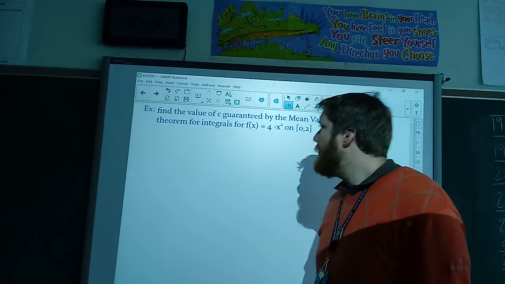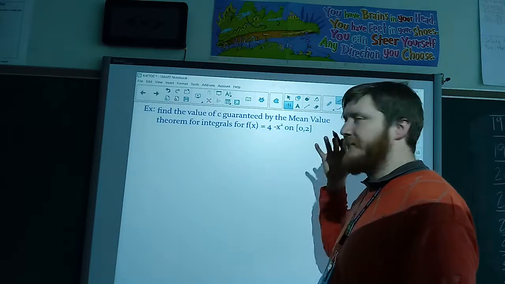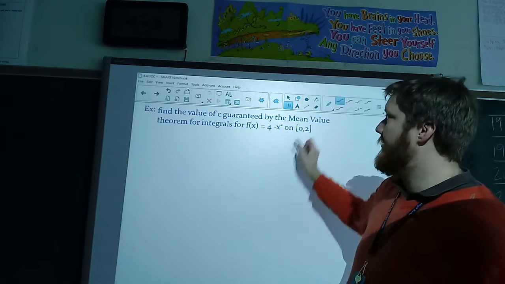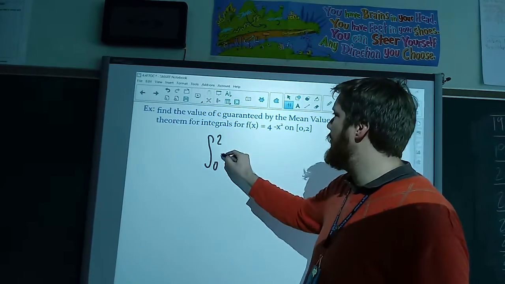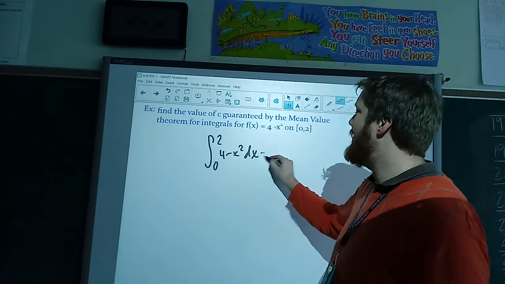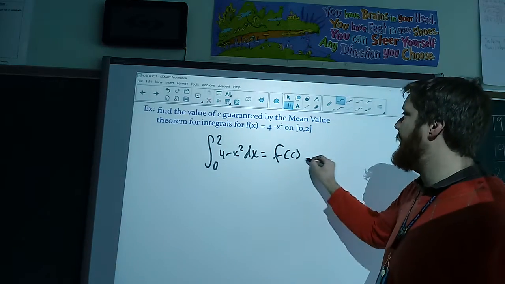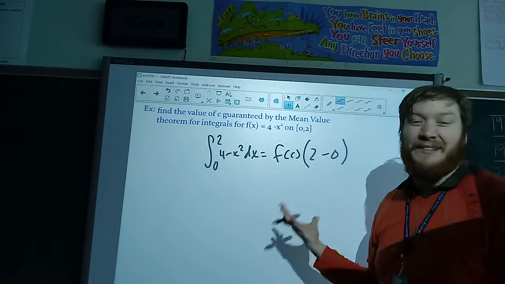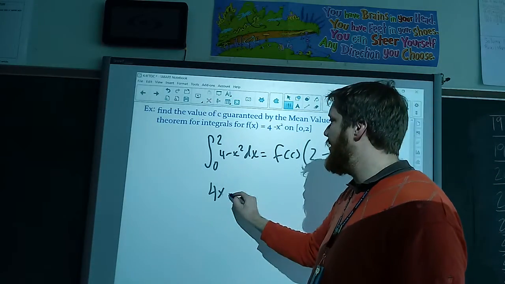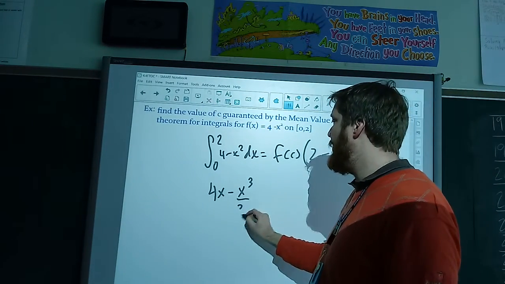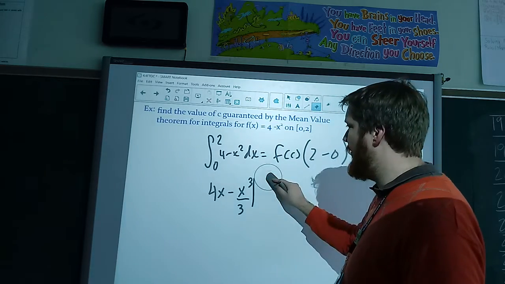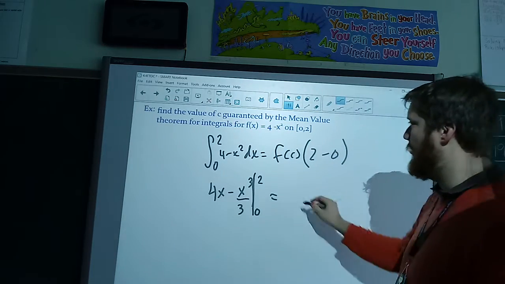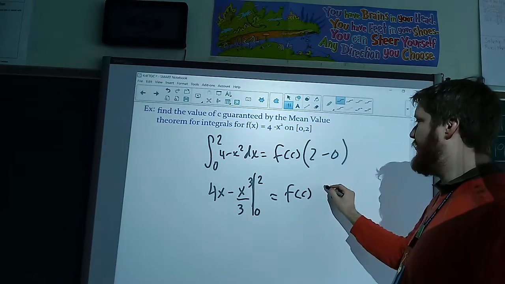Okay, so remember that the mean value theorem for integrals just says that the integral is equal to f of c times the interval minus itself. So if I do this from 0 to 2, 4 minus x squared dx, that's supposed to be equal to f of c times 2 minus 0. I'm just plugging the pieces in. So if I take the antiderivative, I get 4x minus x cubed over 3, evaluated from 0 to 2. That has to be equal to f of c times 2.